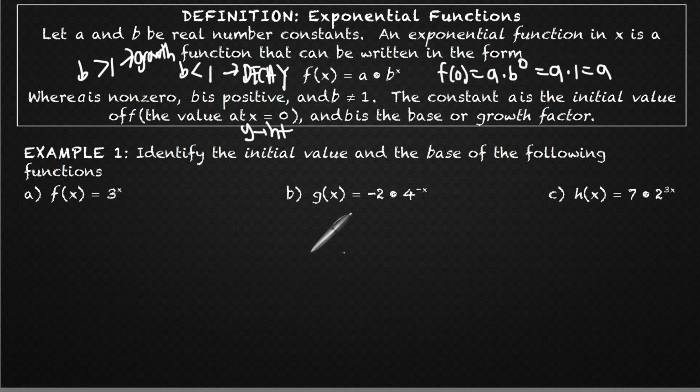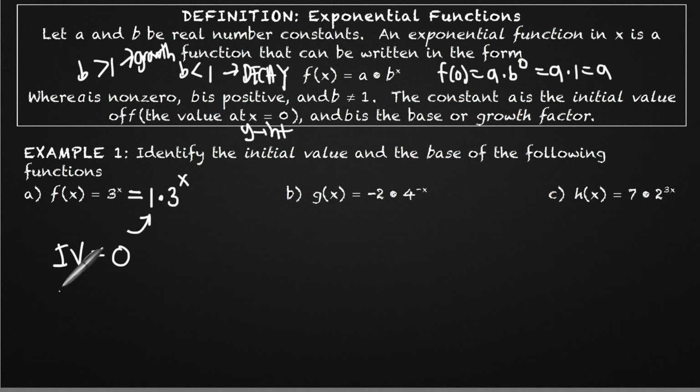So let's just see if we can identify the initial value and the base of the following functions. All right, 3 to the x. You may be tempted to say that the initial value is 3, but you have to hold off on that. You have to recognize that this is really 1 times 3 to the x. Now 1 is going to be your a. So that's going to be your initial value, or you could see this as 3 to the 0, which is 1. So your initial value, IV, is equal to 1.